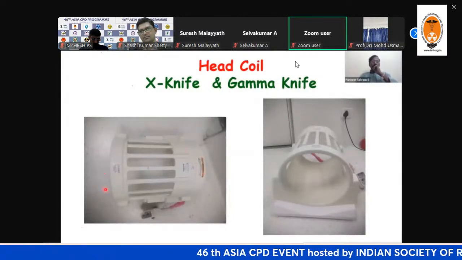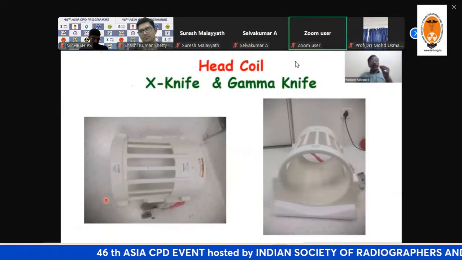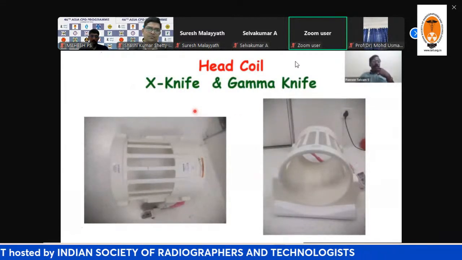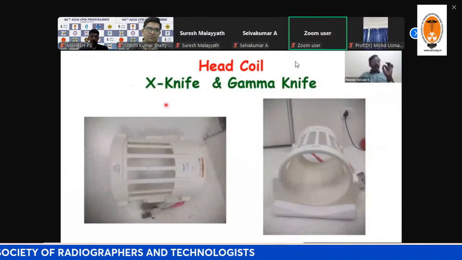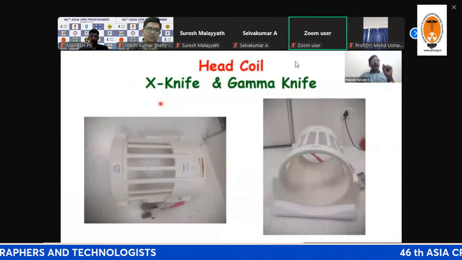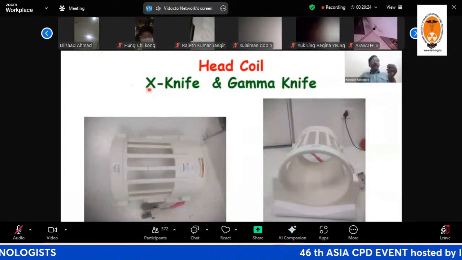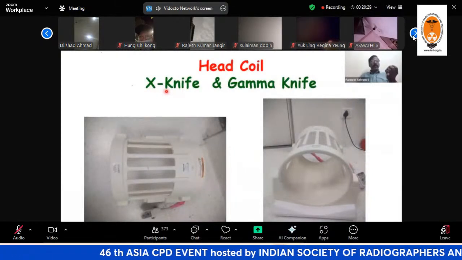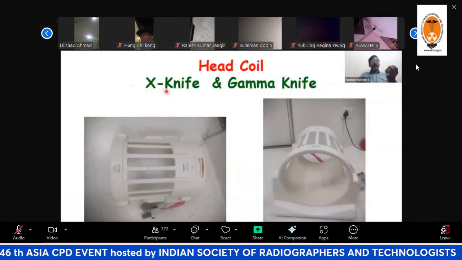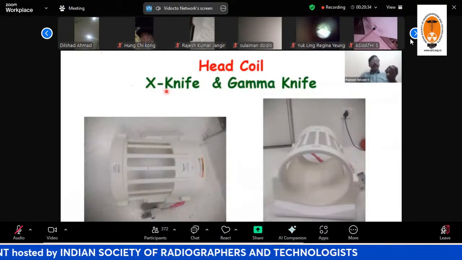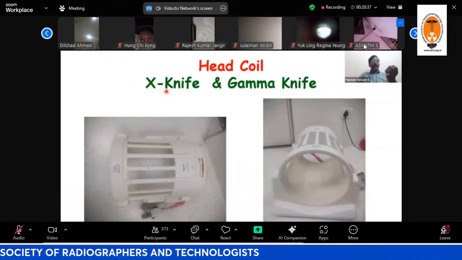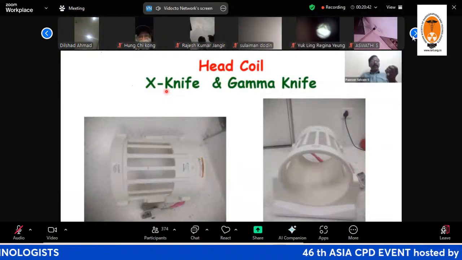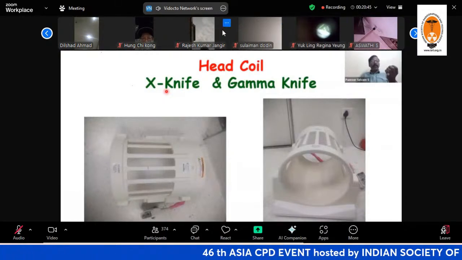Here the surgery also means there is something called X knife and gamma knife. People working in radiation oncology know that minute small tumors can be destroyed with the help of an X knife. X means it's basically by using a linear accelerator. We have a coil used for the brain surgery.